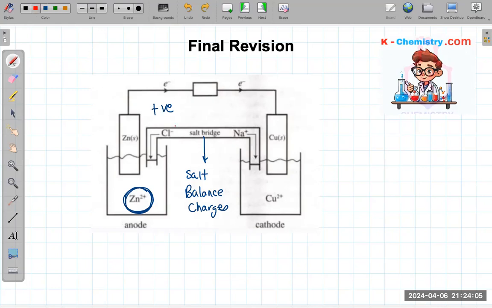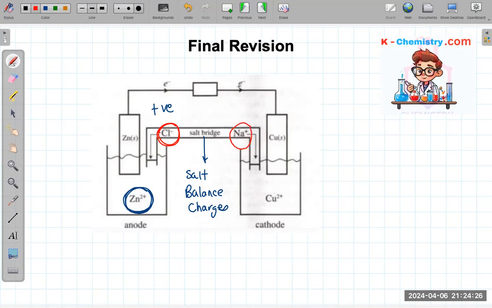This will come through the negative ions. So the negative ions, which are the anions in the salt bridge, will go and neutralize these zinc ions, so it doesn't become excessively positive. And also here I have too much negative. Why this one? Because a lot of electrons came here. So I will try to neutralize this with the Na plus.